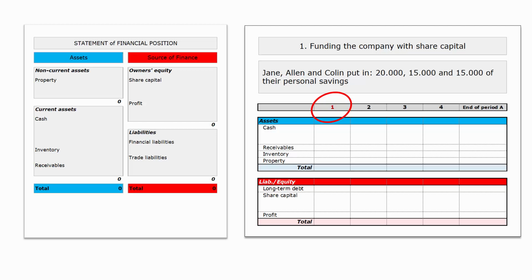Setting up a legal entity allows our friends to separate their personal funds from those of their company. They open a bank account in the name of Reliable Runner Limited. From their personal savings, Jane puts in €20,000, Alan €15,000 and Colin €15,000. They transfer these amounts from their personal bank accounts to the company account.